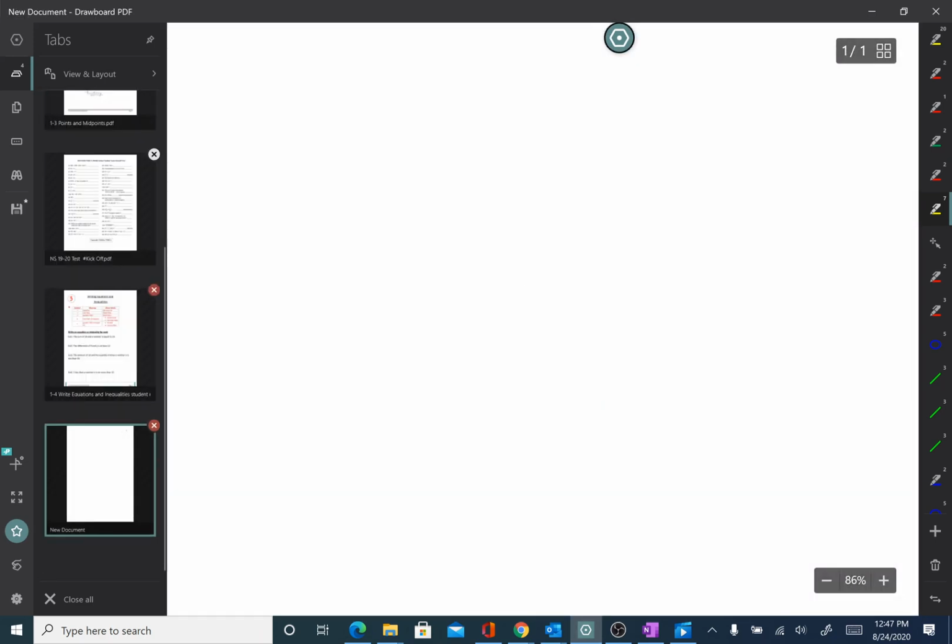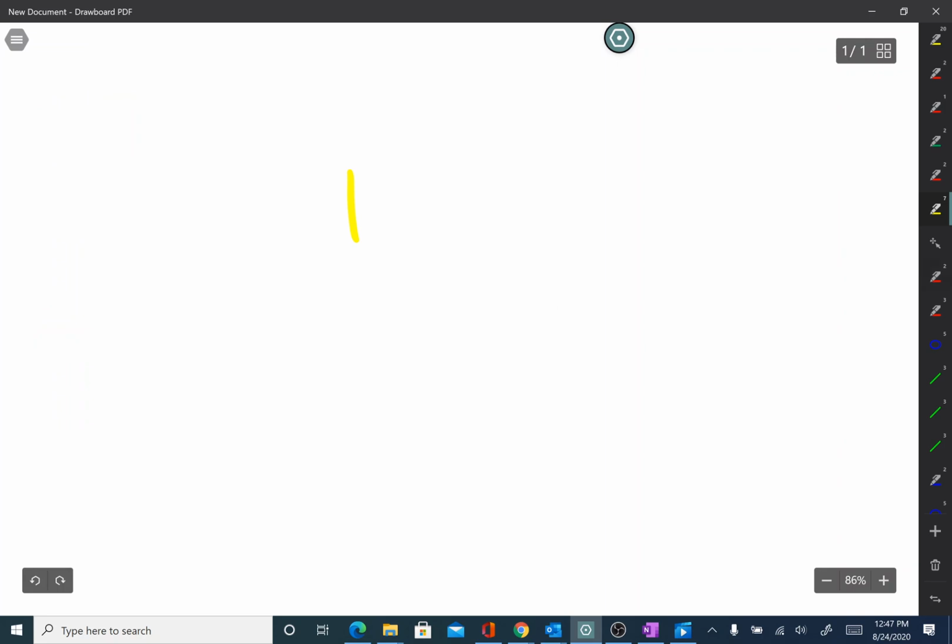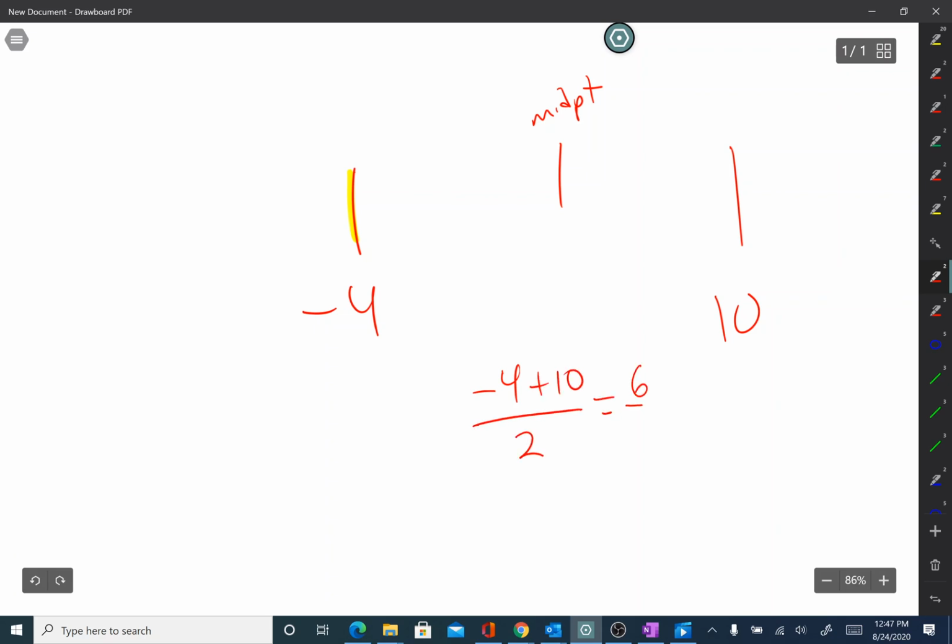Let's do a quick one. If a point's at -4 and the other point's at 10, and you want to figure out where the midpoint is, all you would do is add them together and divide by 2. -4 plus 10 is 6. 6 over 2 is 3. So the midpoint is at 3. But notice all I'm doing here is taking the average of the x's.